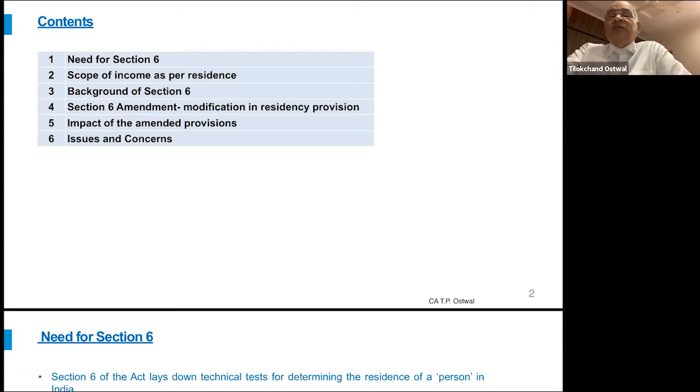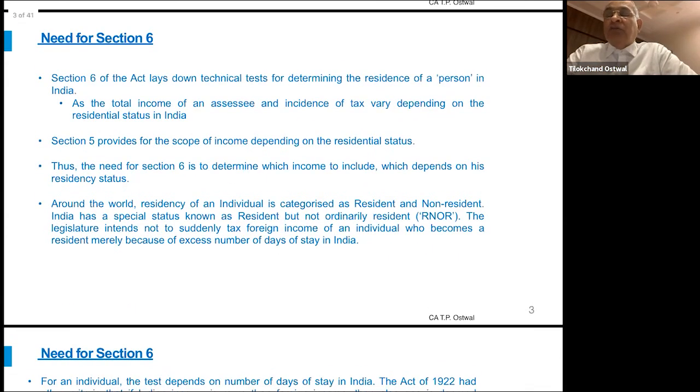Now, as far as the scope of this presentation is concerned, I will deal with section 6, the scope of the income as far as non-residents are concerned, and the background of section 6, what made them amend it, and what is the impact of the amendment in the provisions of the Income Tax Act.